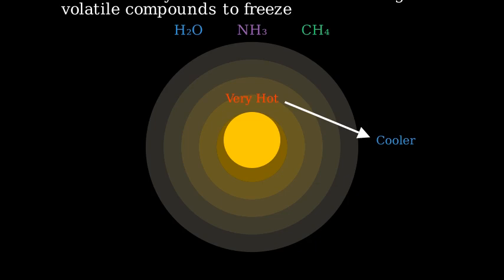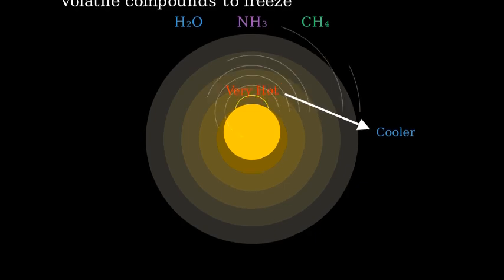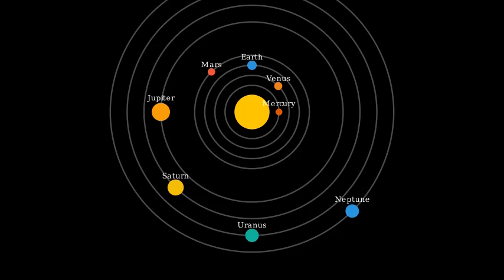Now, let's explore the significance of the frost line. In our solar system, the frost line was located approximately 2.7 astronomical units from the Sun, roughly between the orbits of Mars and Jupiter. This created two distinct regions with very different characteristics.